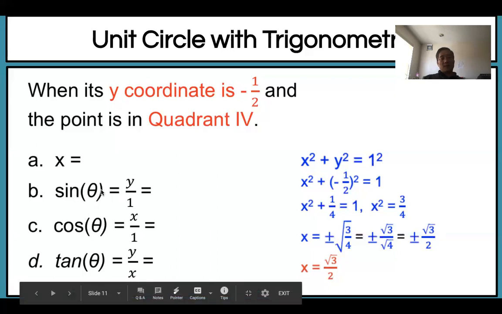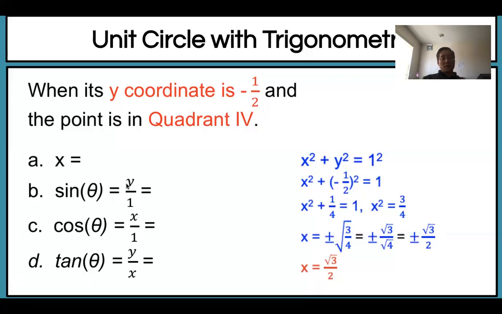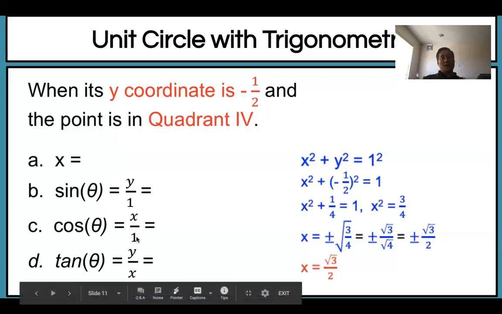Sine was what? Sine was opposite over hypotenuse, which is y over 1. And you know that this is y, right? Cosine is adjacent over hypotenuse. So adjacent is x, hypotenuse 1, which is equal to x.